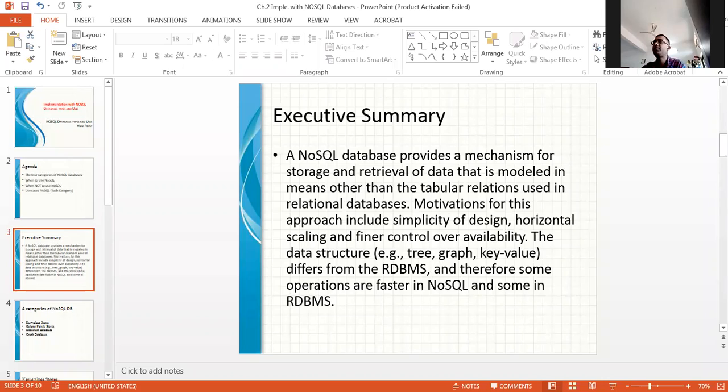Here, in some approaches, some operations are faster in NoSQL as well as some are in the RDBMS.